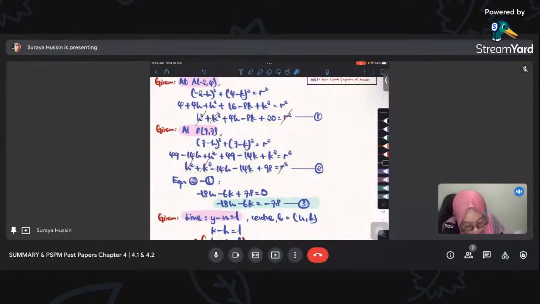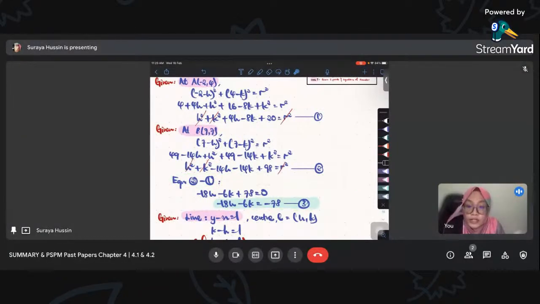You do know how to substitute, right? This is point X, this is point Y. So substitute X, substitute Y. R you don't have, so just leave it. No problem, leave R because it is not given. You get the first equation and the second equation. After that, you will do simultaneous equation and you will get a third equation.